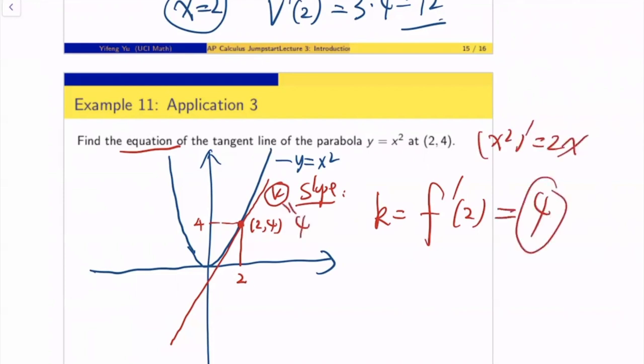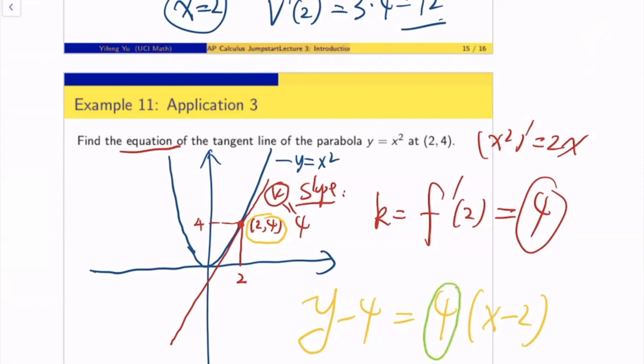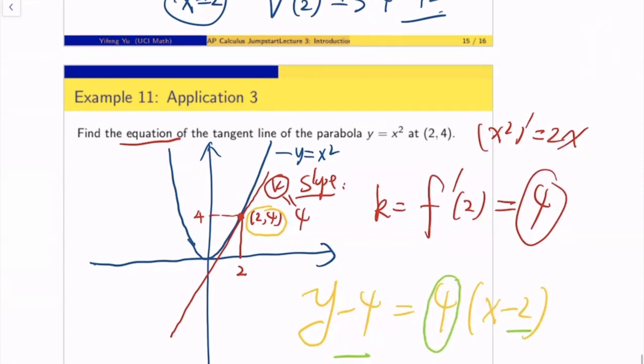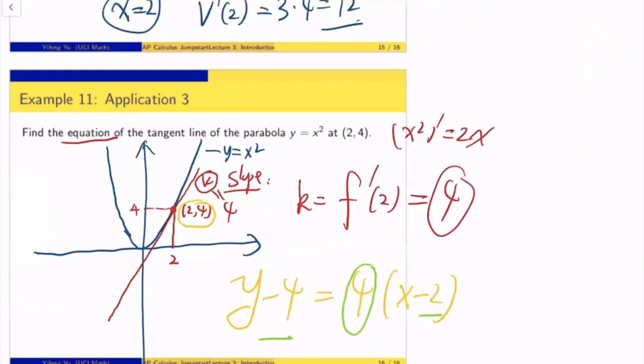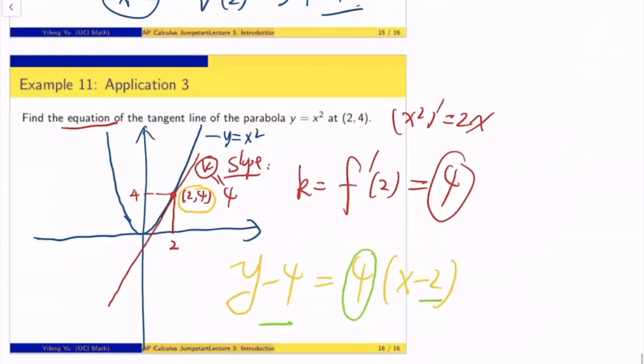After we figure out the slope, we know it's a line passing through a point, so it's y minus 4 equals 4 times x minus 2, right? This is how we describe a line with a slope and a given point. We can rewrite this as y minus 4 equals 4x minus 8, so y equals 4x minus 4, right? Okay, all right.